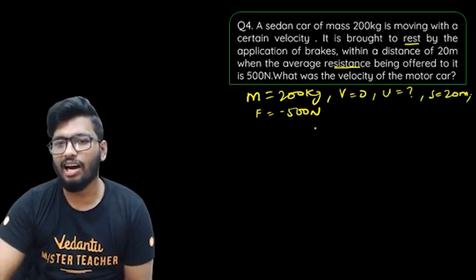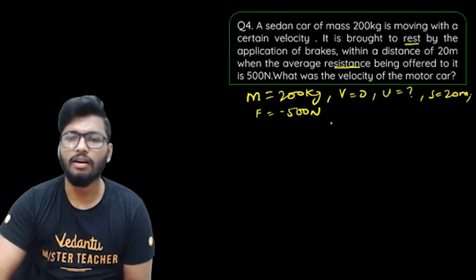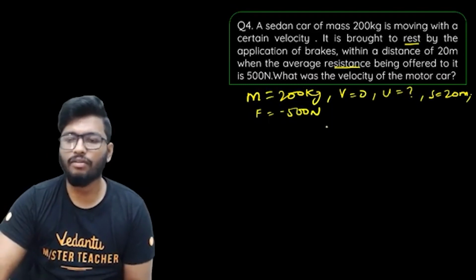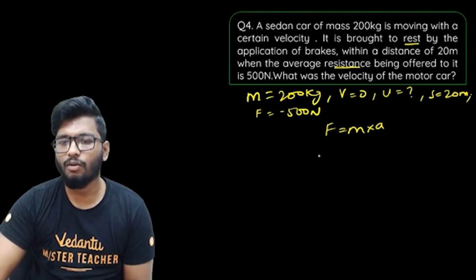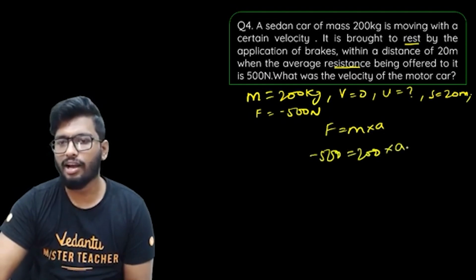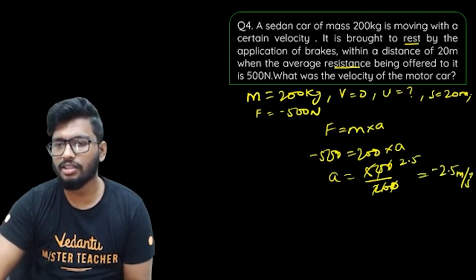First of all, guys, find out the acceleration first, because we know F is equal to mass into acceleration. Force is minus 500, mass is 200 into acceleration. So what is acceleration? 500 divided by 200. That is 2.5. So it is minus 2.5 meter per second square.